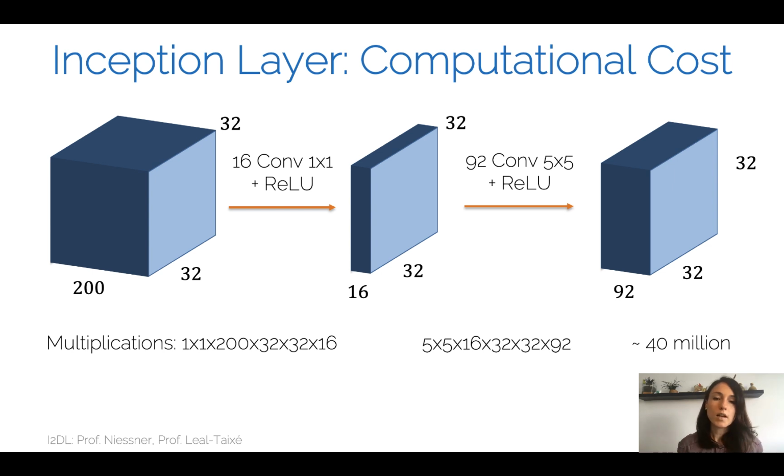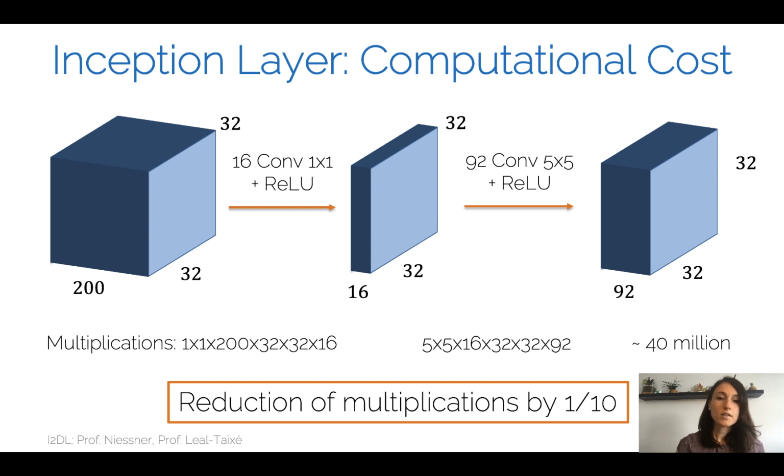So in total, all of these operations put together are 40 million multiplications. So we went from 470 million multiplications to around 40 million multiplications. So we have reduced the number of multiplications by a lot by using this 1 by 1 convolution in the middle. And note that I have not changed the output size. So I'm still going to have my 32 by 32 by 92 output, and I'm still going to apply 5 by 5 convolutions. So with this 1 by 1 convolution, a very simple operation, I can reduce the number of multiplications, in this particular case, by a factor of 10.